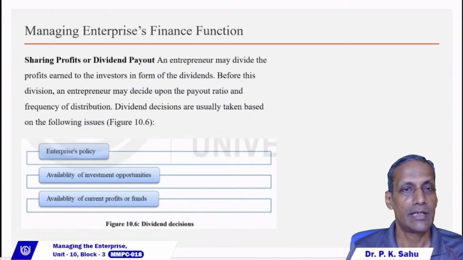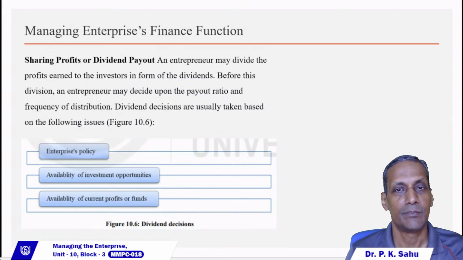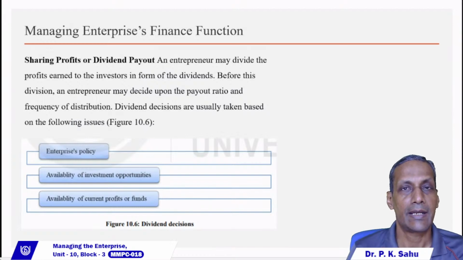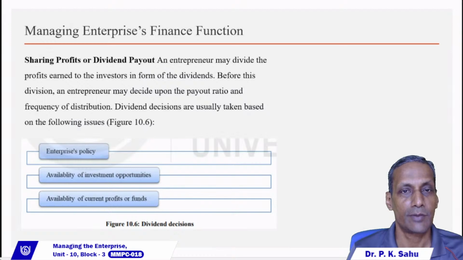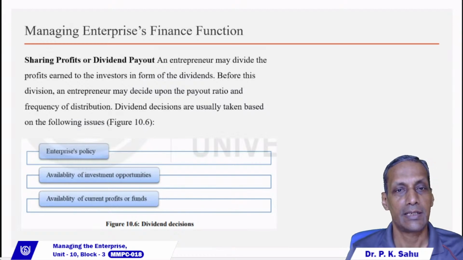Sharing profits or dividend payout. An entrepreneur may divide the profits earned to the investors in the form of dividends. Before this division, an entrepreneur may decide upon the payout ratio and frequency of distribution. Dividend decisions are usually taken based on the following issues, like the enterprise policy, availability of investment opportunities, availability of current profits or funds.